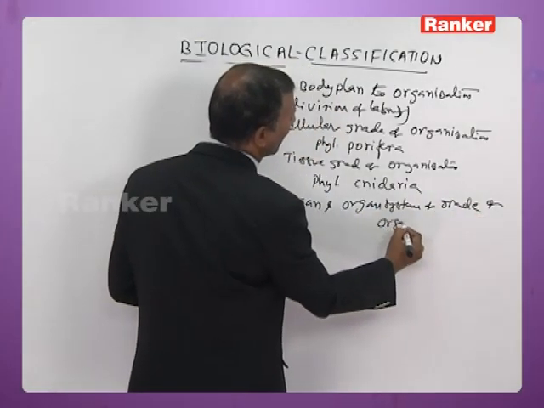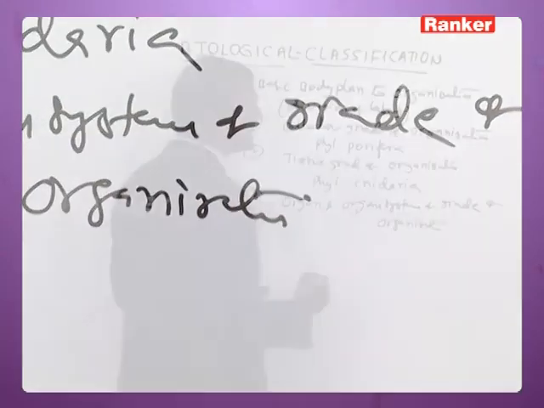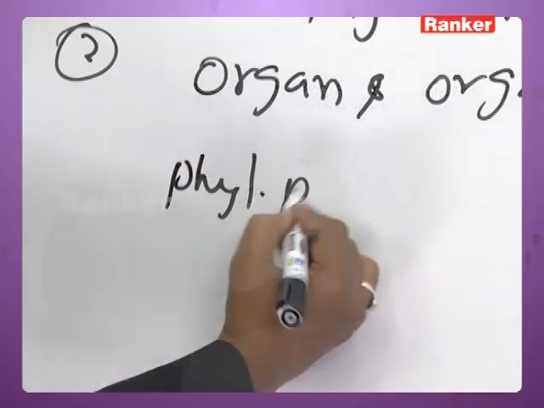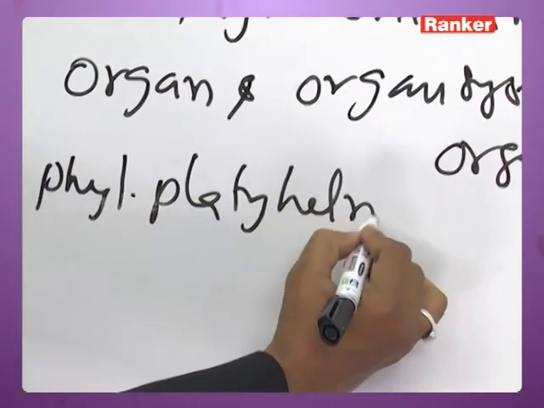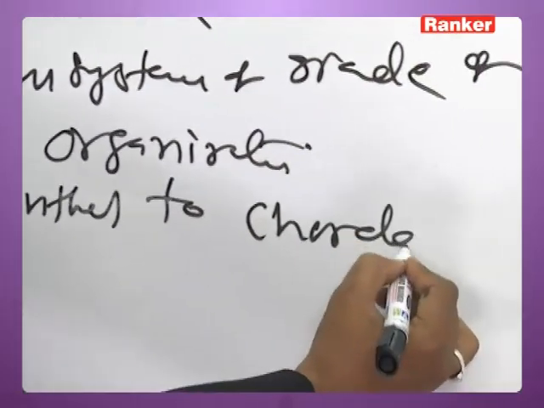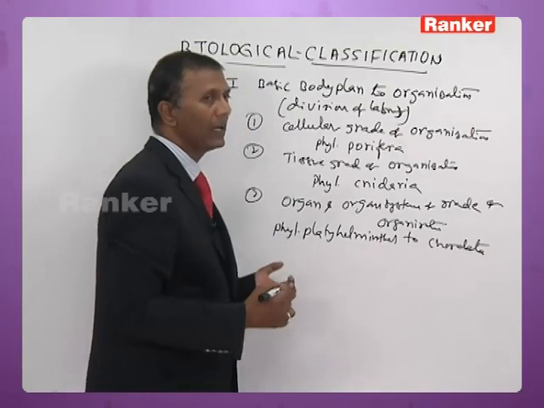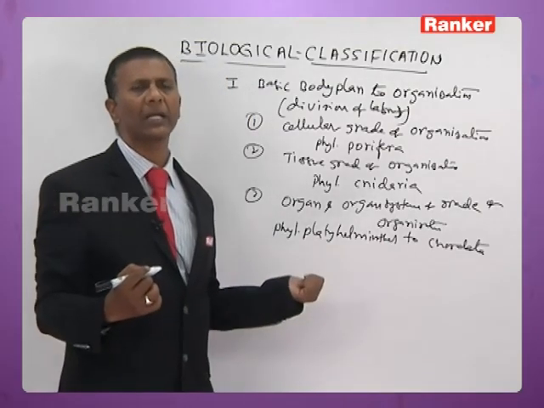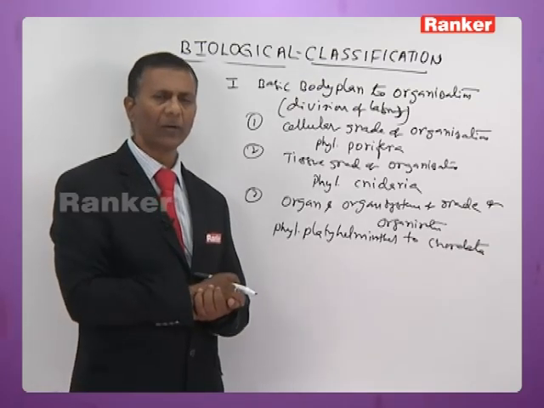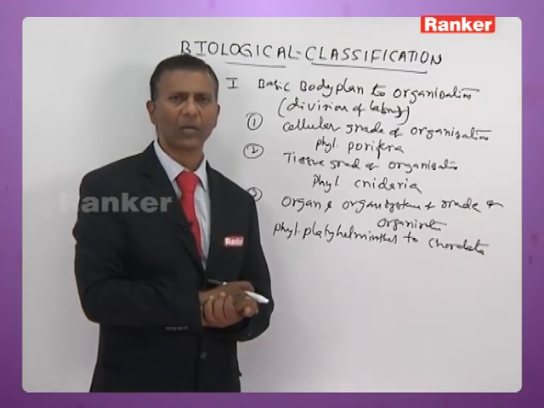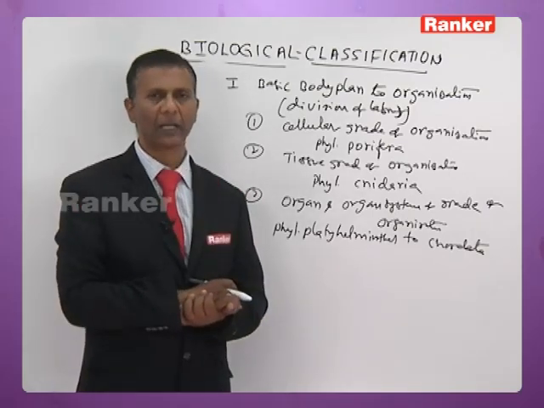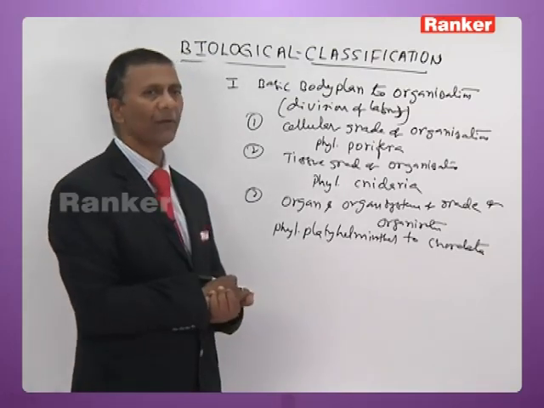Organ system grade of organization. This organ and organ system grade of organization is noticed from phylum Platyhelminthes to phylum Chordata. In Platyhelminthes you find organ grade of organization. From Nemathelminthes onwards, organs are full-fledged, so organ system grade of organization is noticed from Nemathelminthes onwards. So that is the first basic body plan, the BOP plan on the basis of division of labor.